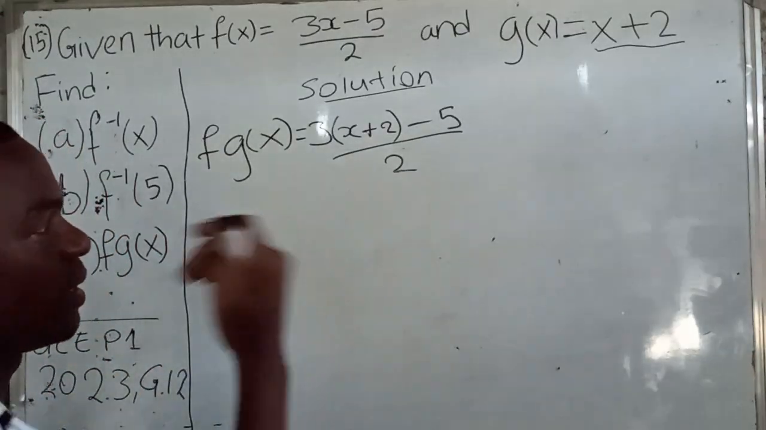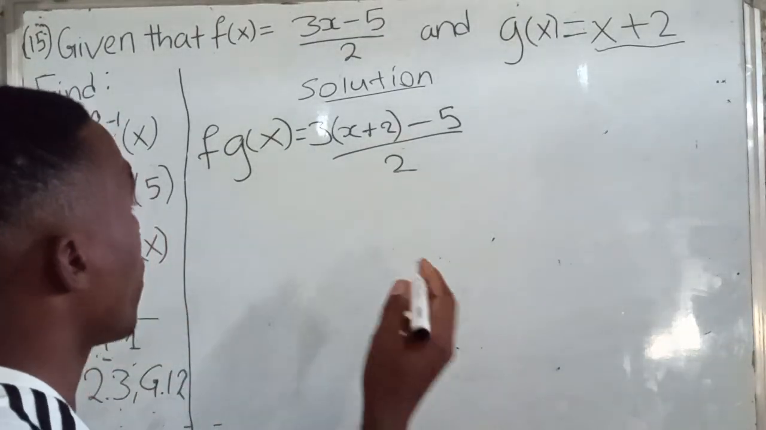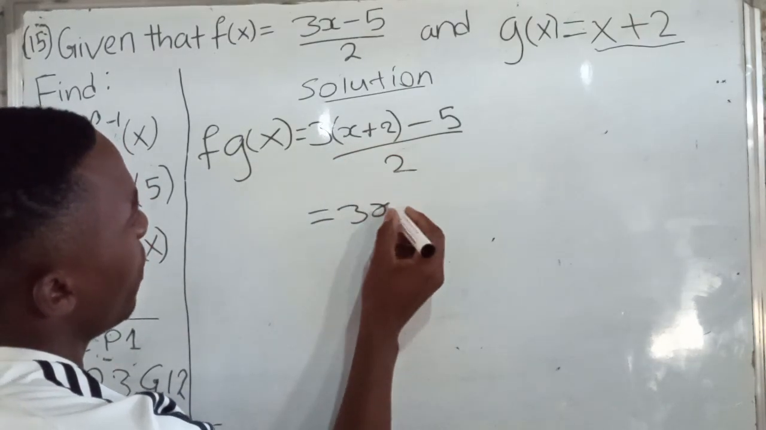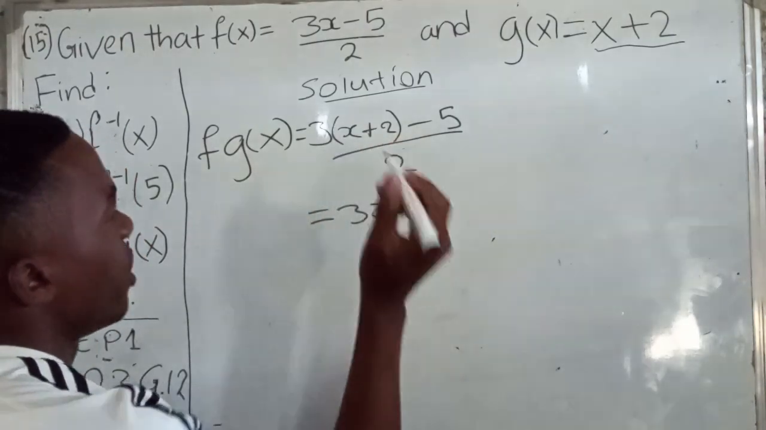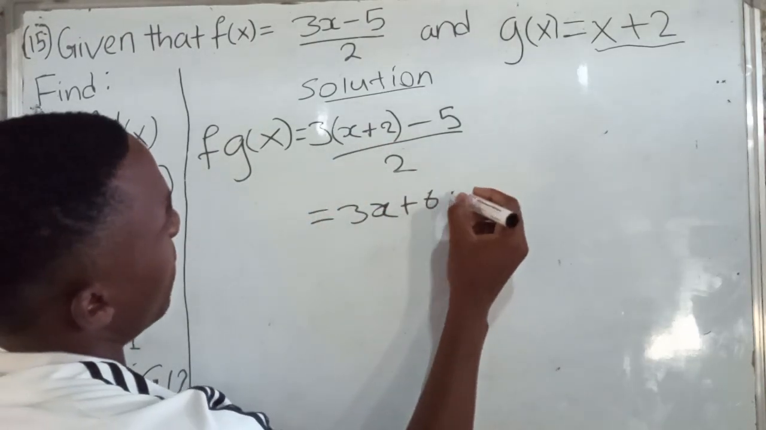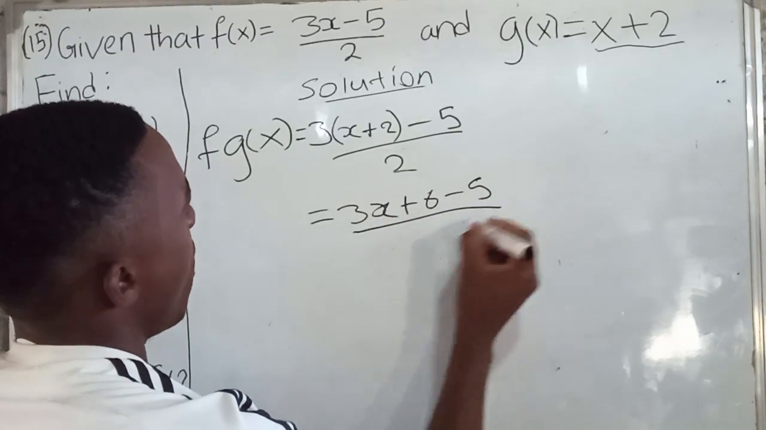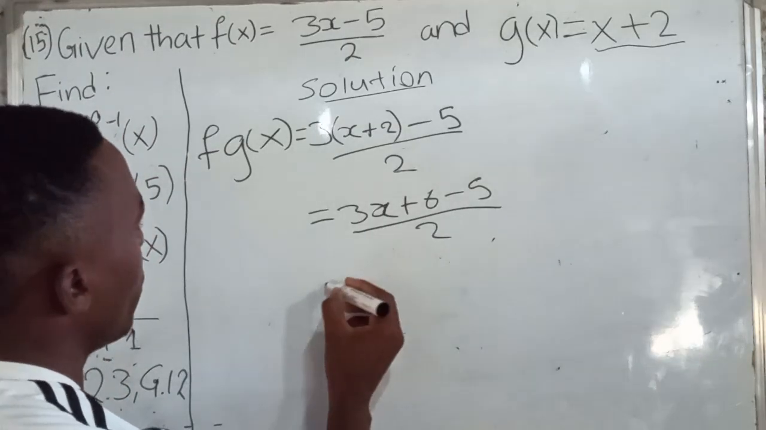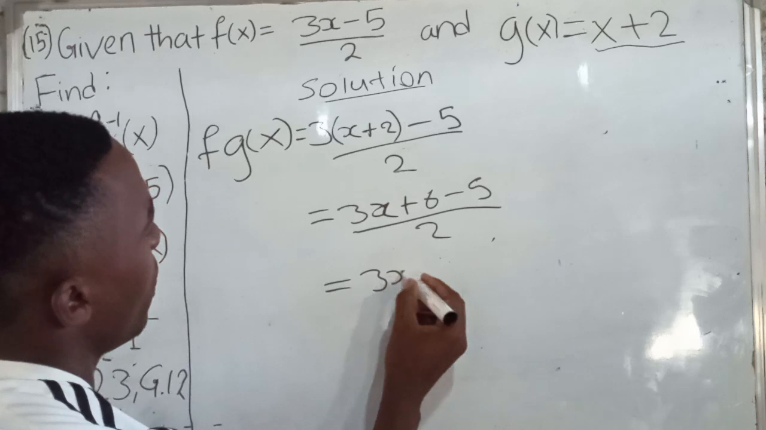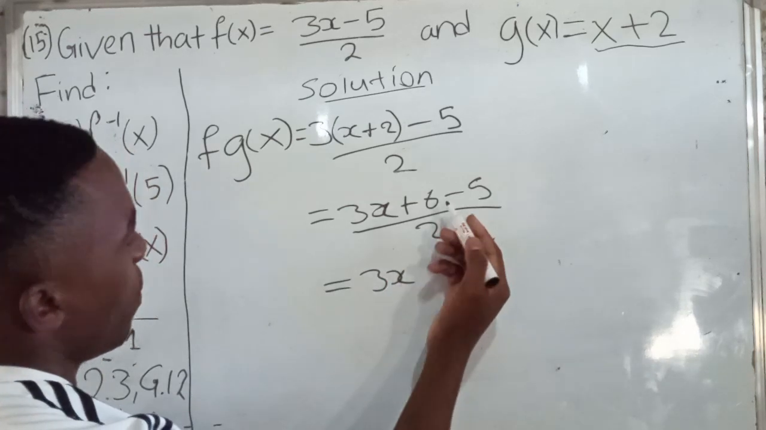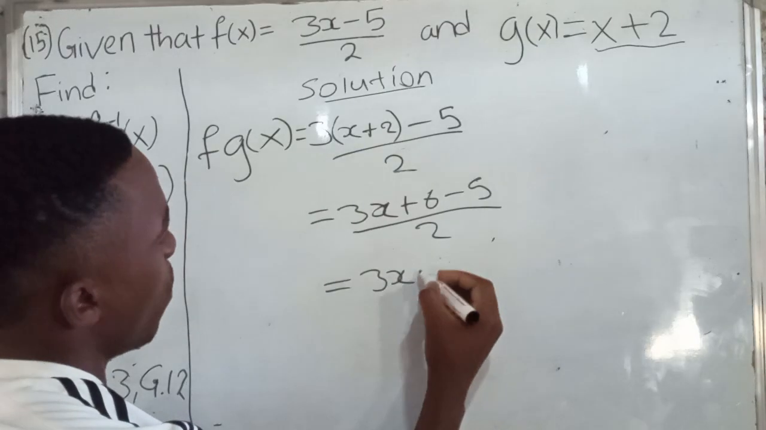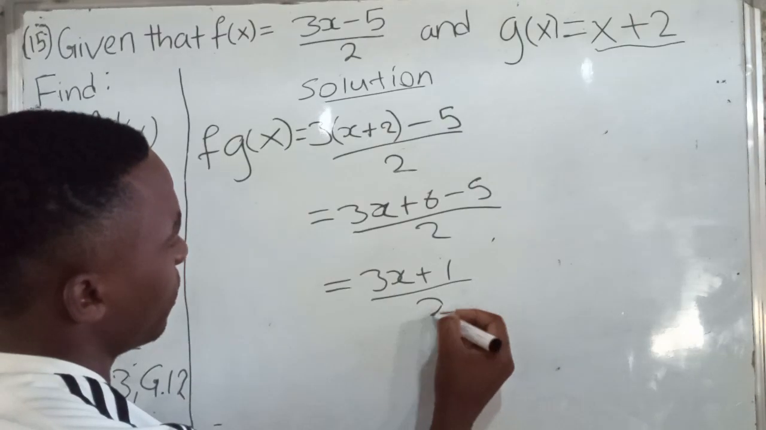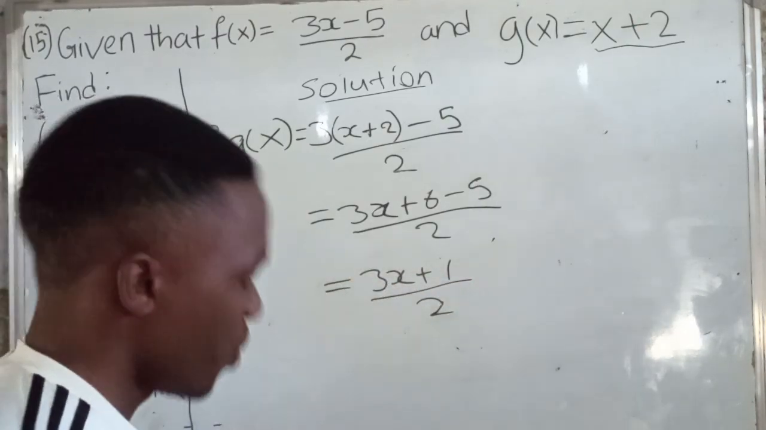So once you have done this, it means you are almost done, because you are just going to say 3 multiplied by x, it will be 3x plus 3 multiplied by 2, it is 6 minus 5 over 2. Then after that, we are just going to do a simple multiplication. We are going to say 3x, then 6 minus 5, it is 1. So plus 1 over 2. It means you are done.